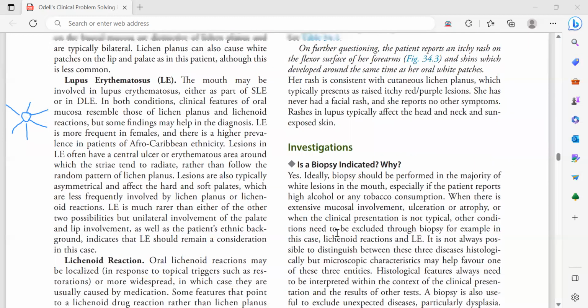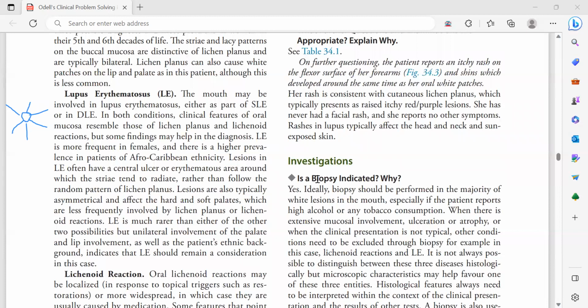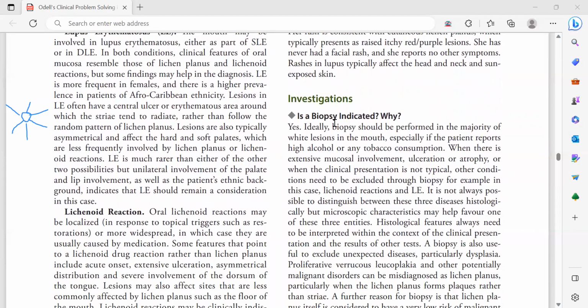Okay, then the investigation that is needed is the biopsy. So you need to do a biopsy, and according to TG, we won't be doing any biopsy. Who will do the biopsy is the specialist. Which specialist? Oral medicine specialist.